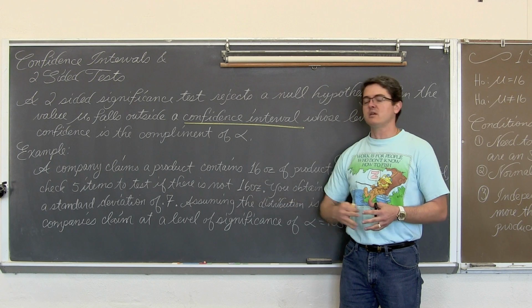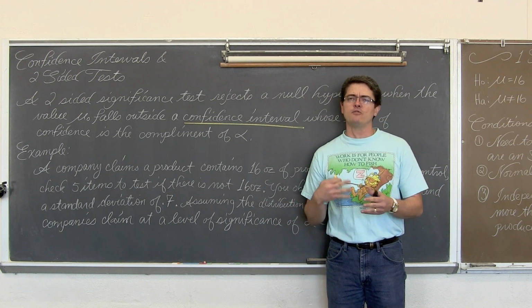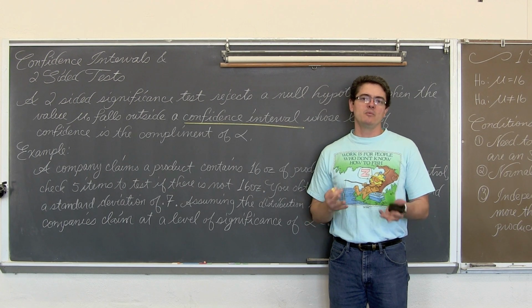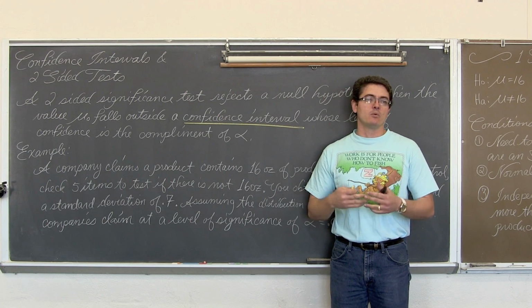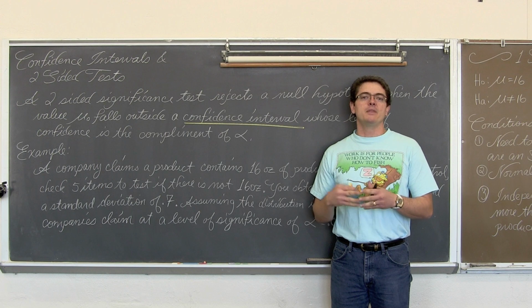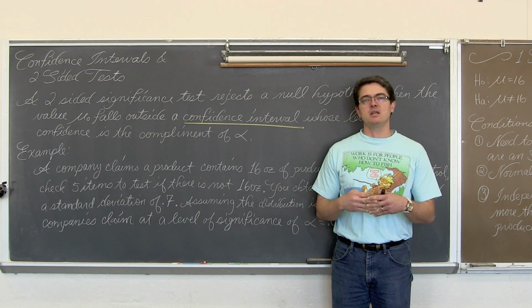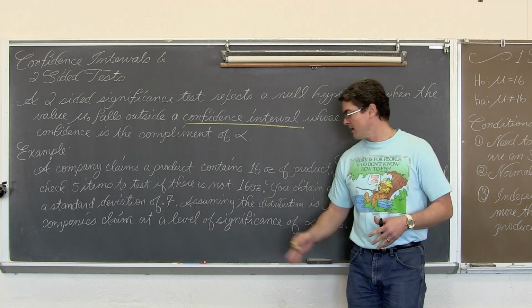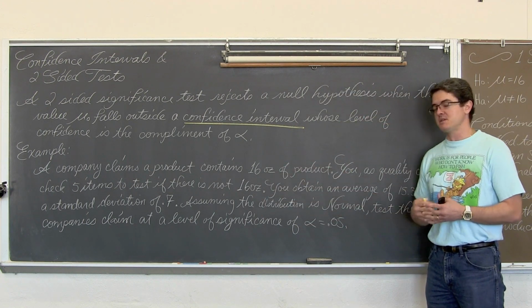And thus, you're looking to see if that product is not 16 ounces. Remember, we are assuming H sub O to be true, but we're trying to prove that H sub A is true. We're trying to see if there's any evidence against H sub O or if there's not evidence against H sub O. So you're looking for if it's not 16 ounces.